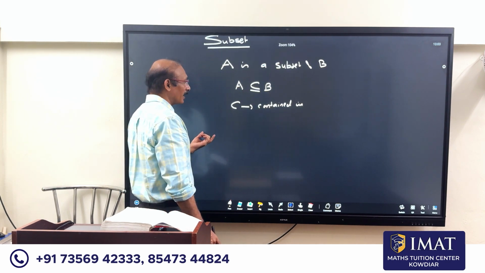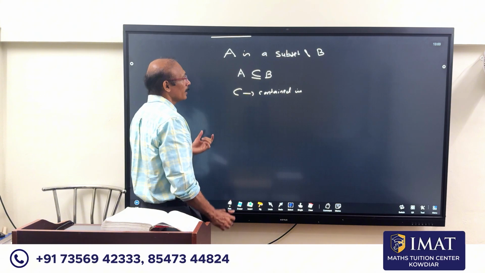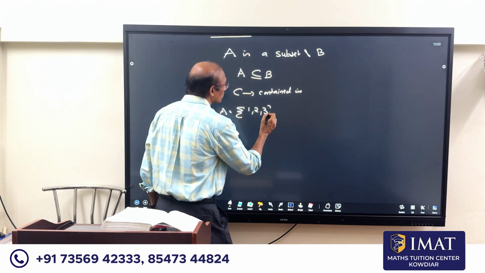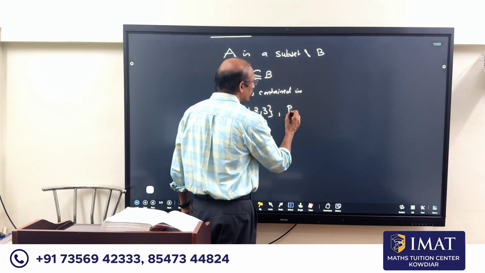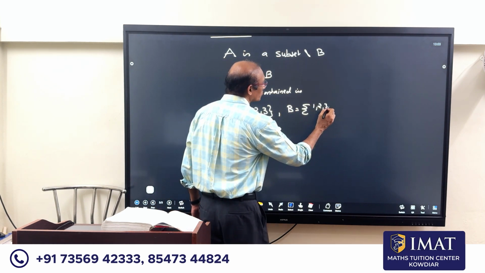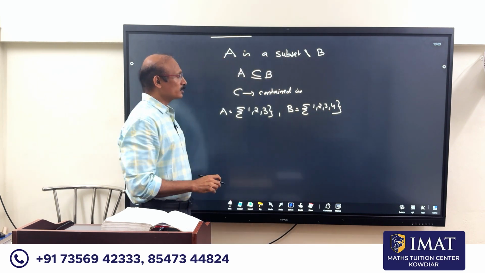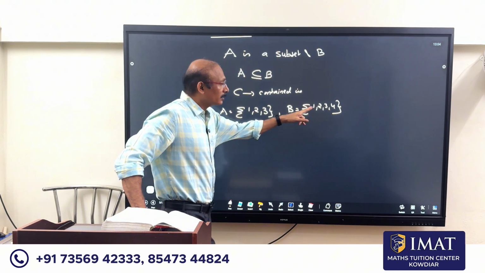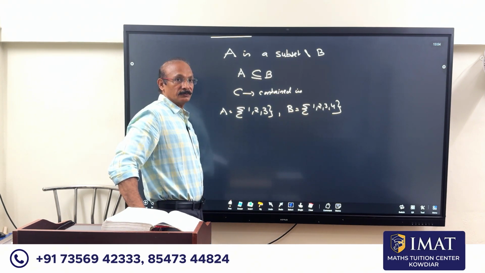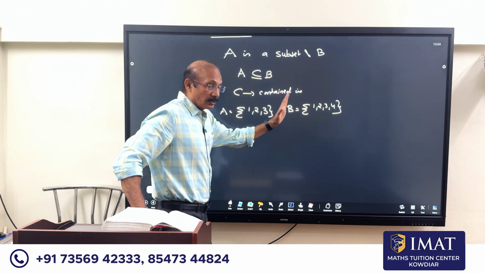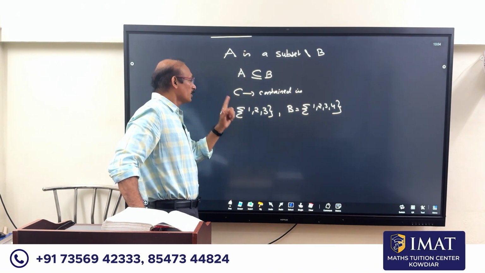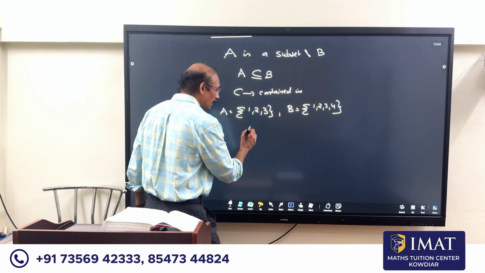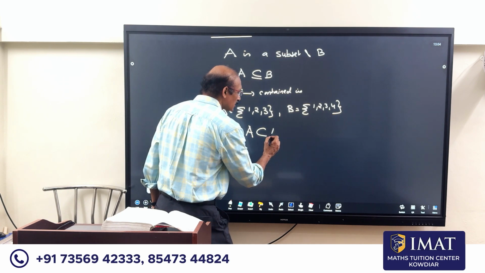Suppose I am taking an example. I say a set A is equal to, I just write down, say, 3 elements: 1, 2, 3. And B as, say, 1, 2, 3, 4. What you see now is all the elements of set A, 1, 2, 3, are there in set B, 1, 2, 3, 4. So which means set A is contained in set B, which means you can call A a subset of B. And we write symbolically A is a subset of B.